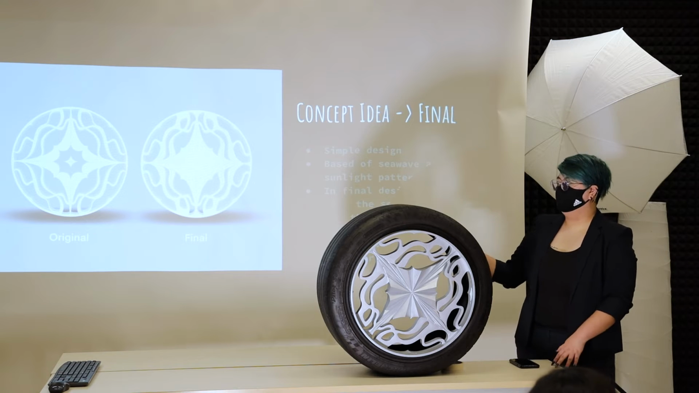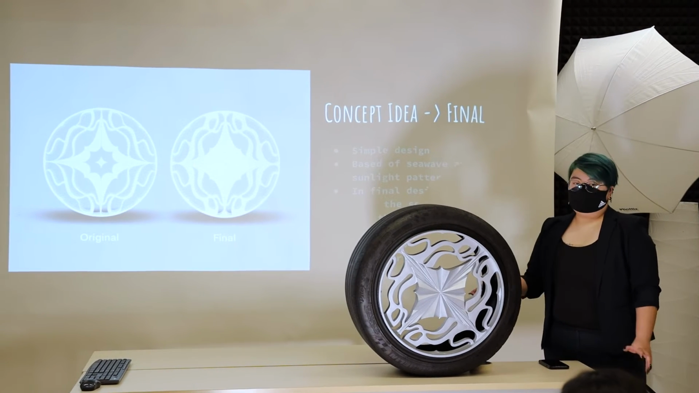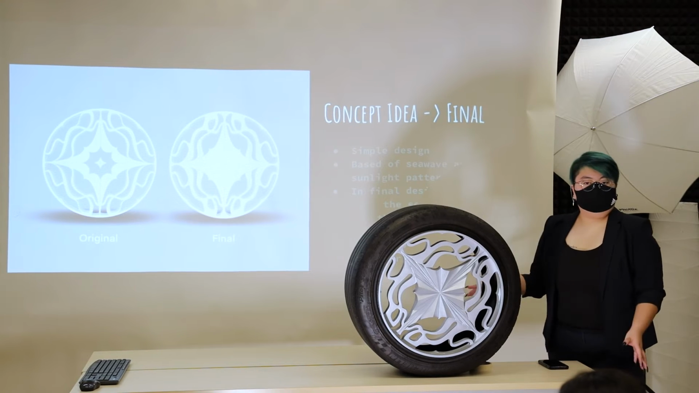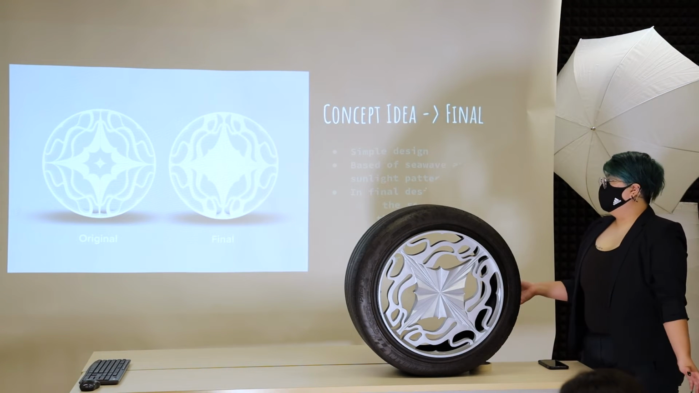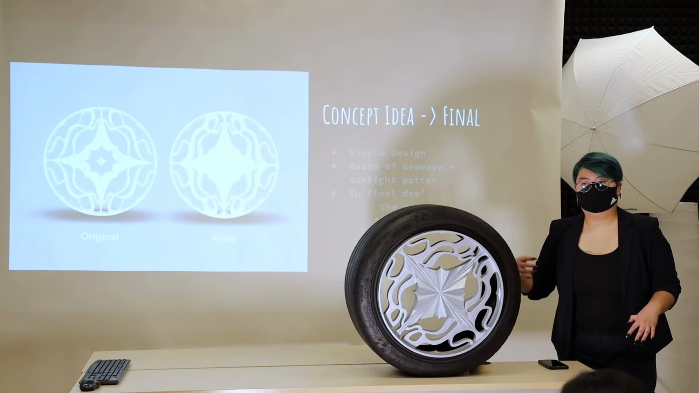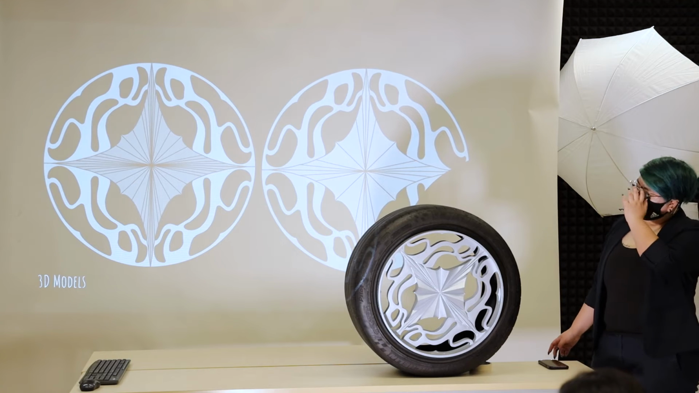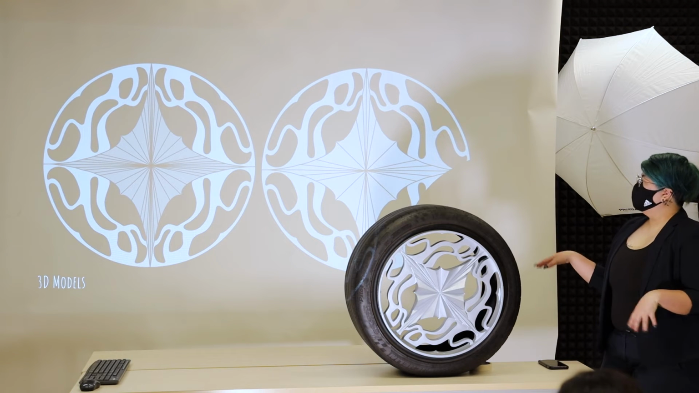Looking at the comparison between the original and the final one, originally there was a small sparkle star in the middle, and in the final one I removed it because I think there could be some problem if I used the original design. So the 3D model could be like this.